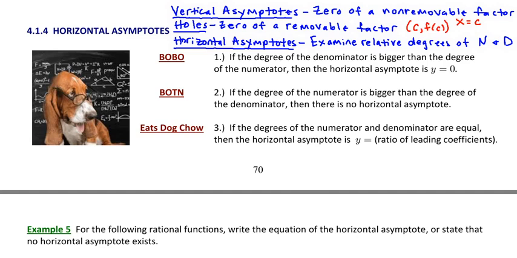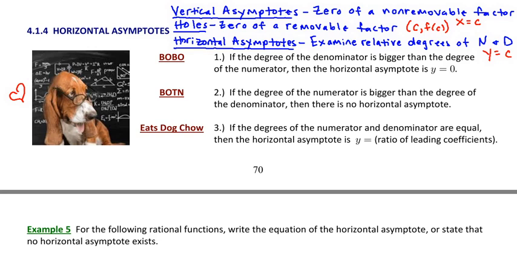However, the way that we locate horizontal asymptotes is a completely different procedure. To locate a horizontal asymptote, we're going to examine the relative degrees of the numerator and denominator. And remember, when we express the equation of a horizontal line, the form is y equals a constant. Now, perhaps this cute little dog named Bobo Botten will help you to remember how to find the horizontal asymptote of a rational function. Remember that Bobo Botten eats dog chow. That's simply a mnemonic device for remembering the following three rules.